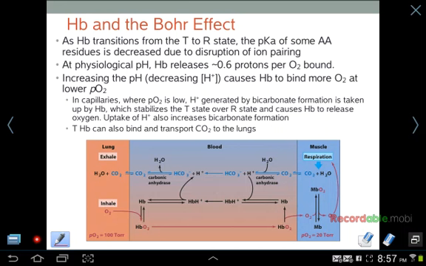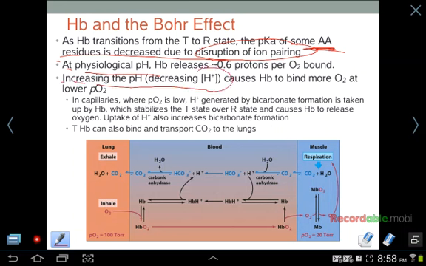As hemoglobin transitions from the T state to the R state, the pKa of some of the amino acid residues is decreased, because we're disrupting the ion pairing between some of the stabilizing subunit interactions. Disrupting those ion pairs isolates those amino acids out of their initial microenvironment and makes their pKas more acidic. So at physiological pH, hemoglobin actually releases about 0.6 protons per oxygen molecule bound.